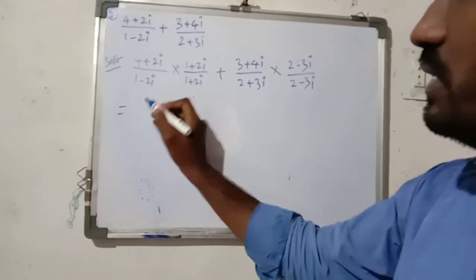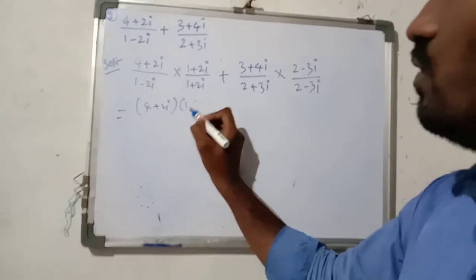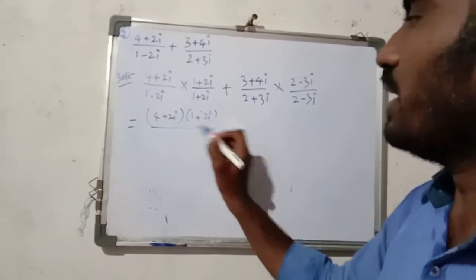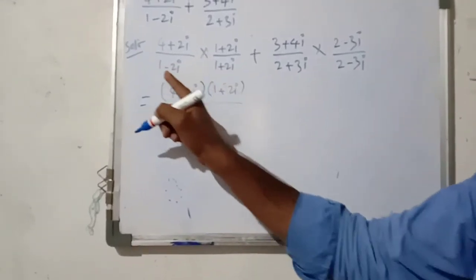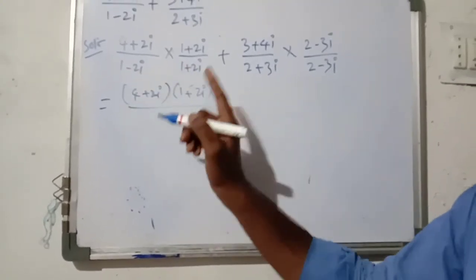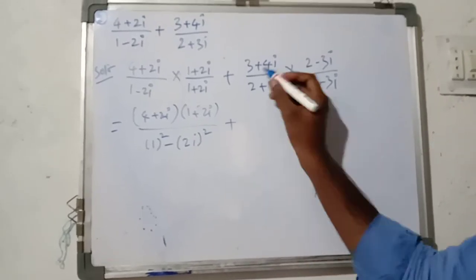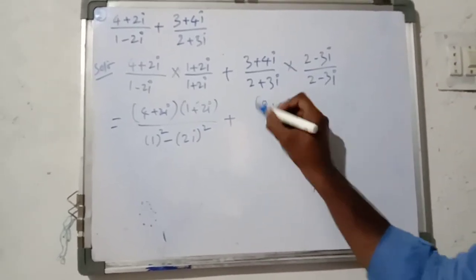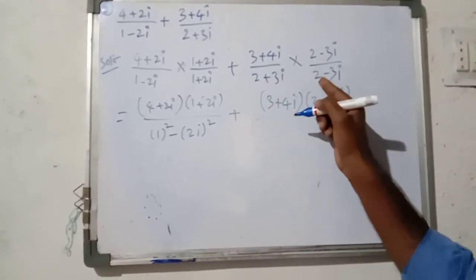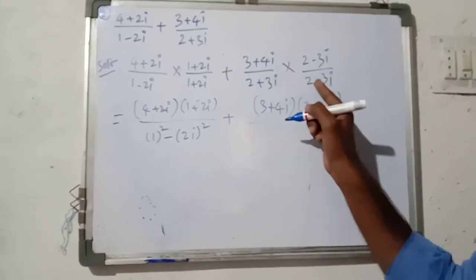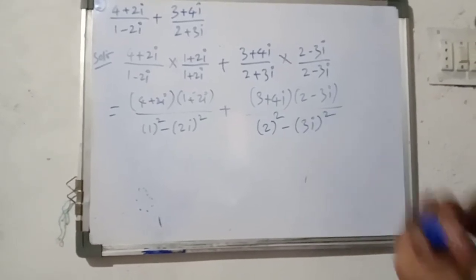So next the simplification is 4 plus 2i into 1 plus 2i by 1 minus 2i into 1 plus 2i. It is in the form of a minus b into a plus b. The formula is a square minus b square. That means 1 square minus 2i whole square, plus 3 plus 4i into 2 minus 3i by 2 plus 3i into 2 minus 3i. It is again in the form of a plus b into a minus b. So the formula is a square minus b square. That means 2 square minus 3i whole square.